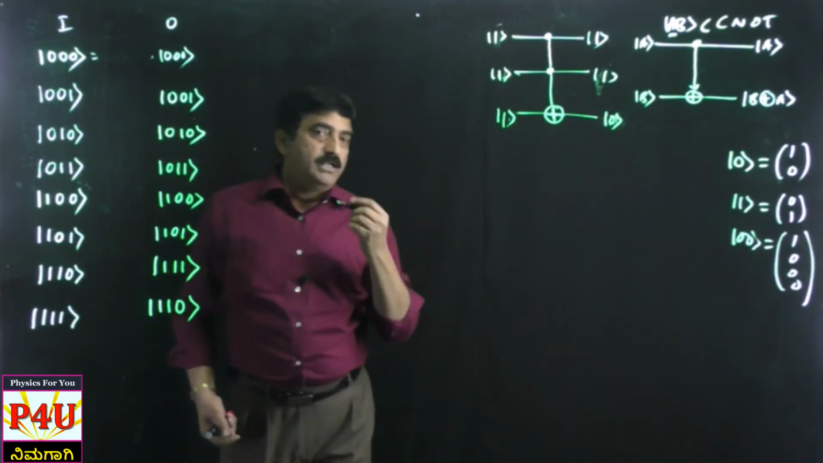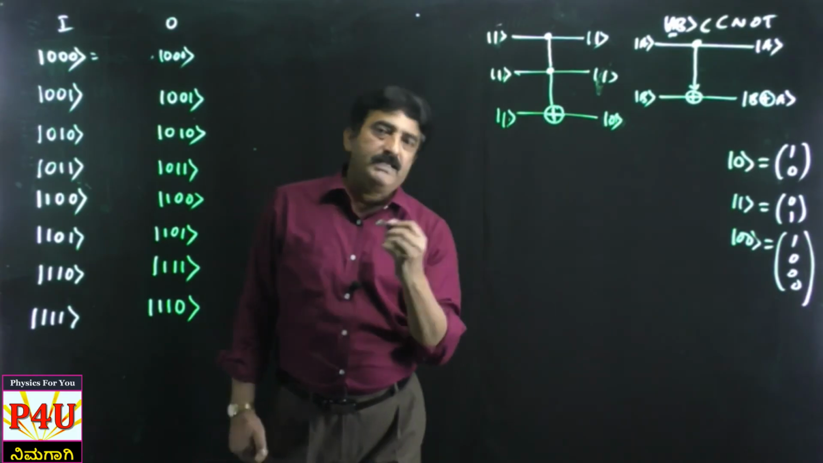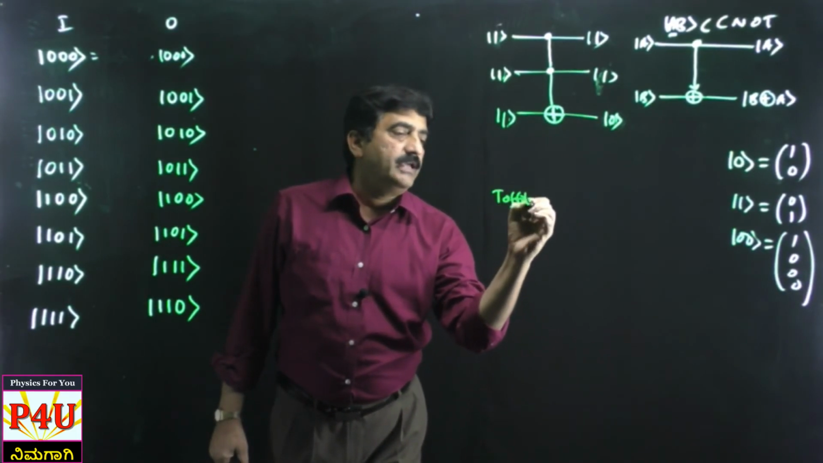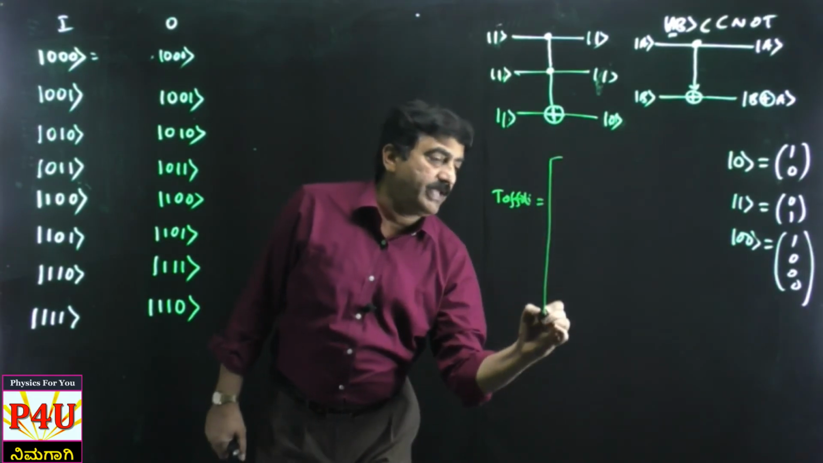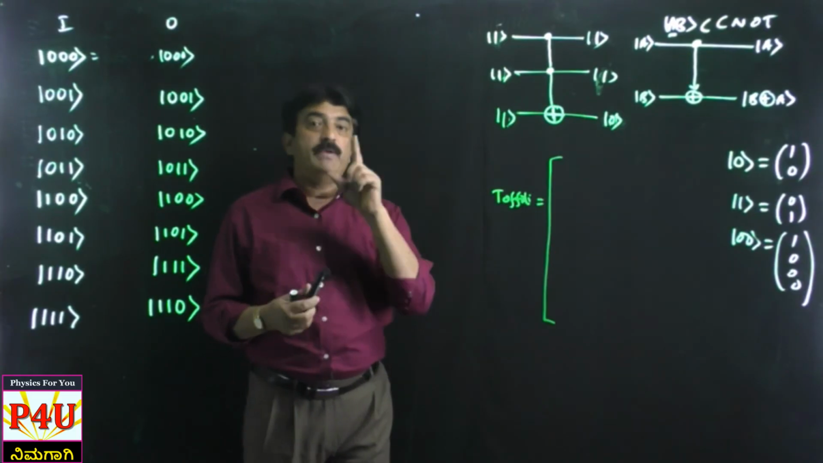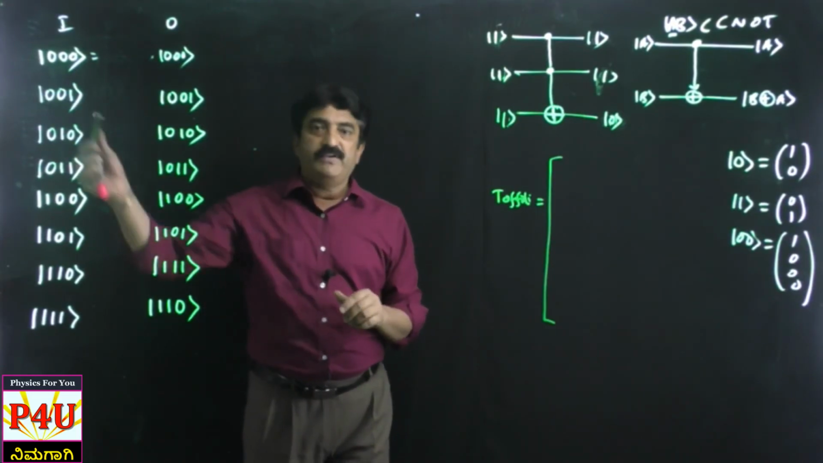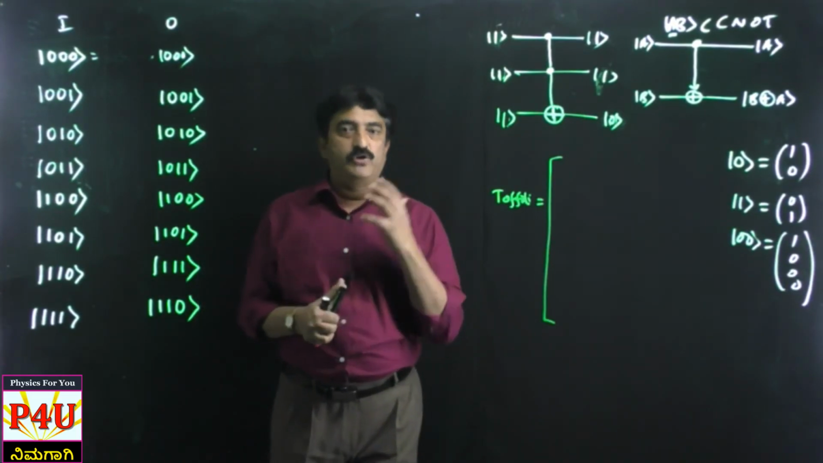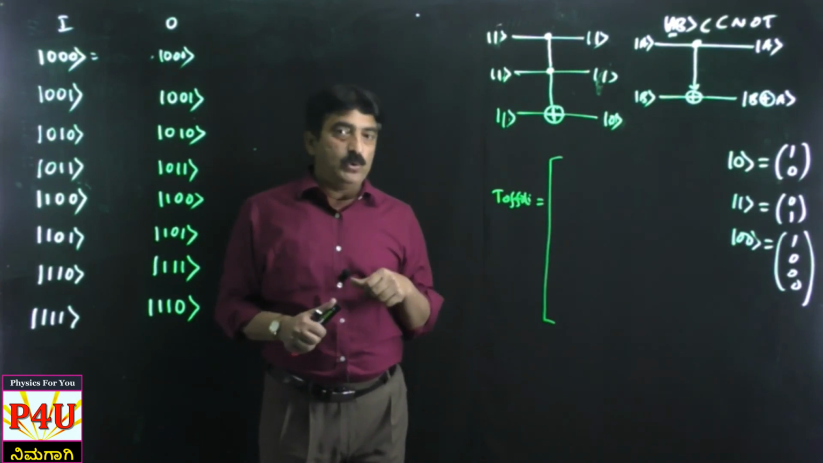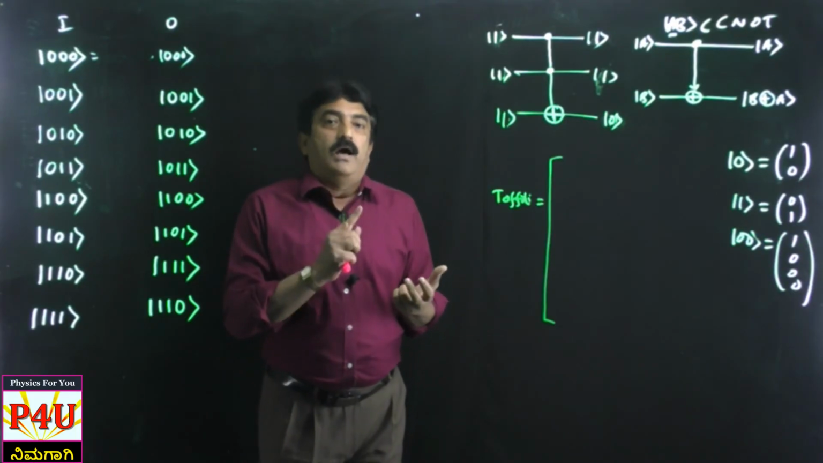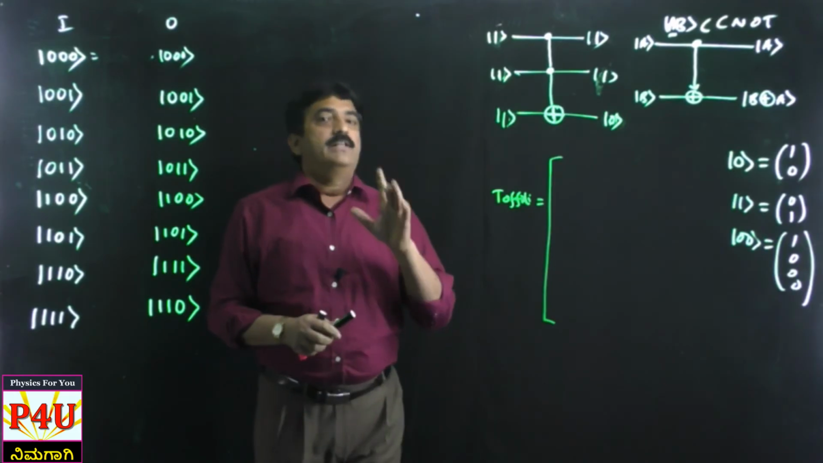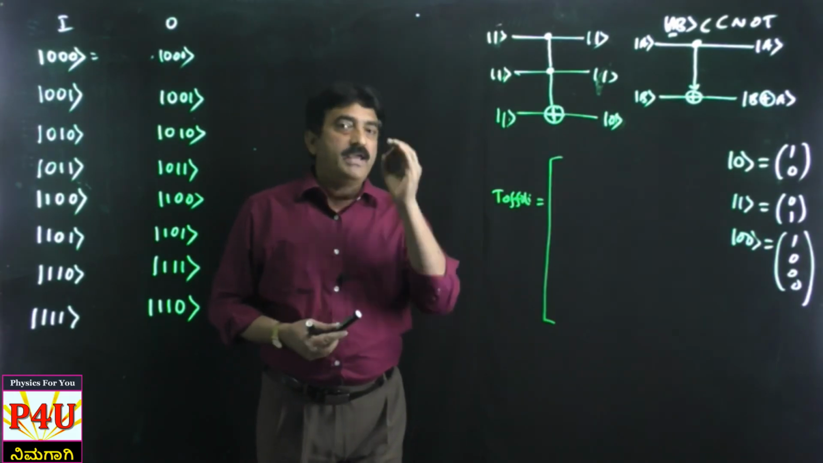Now how to write the matrix form? Yes, I will come to the matrix form. Toffoli is equal to, come on tell me, what should be the dimension of the matrix? It should be 8 by 8. Why? Because we are talking about a 3 qubit system, so it should be 8 by 8. Like X, Y, Z, Hadamard are 2 by 2, CNOT and swap gate are 4 by 4. This must be 8 by 8.